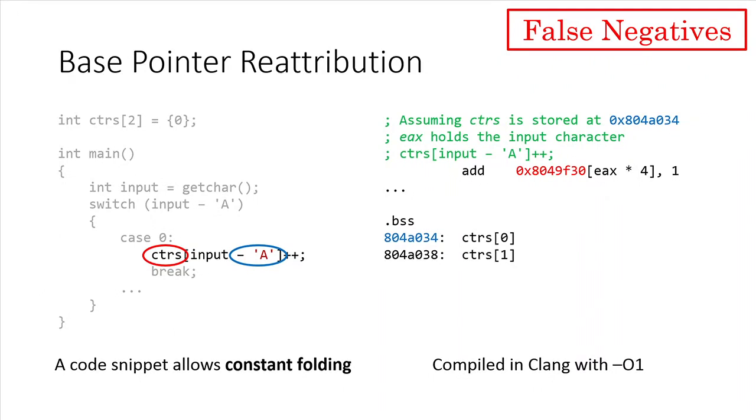Another core technique that Ramblr uses is called base pointer reattribution. Recall this example that I talked about in the problem section, where a false negative arises from constant folding.